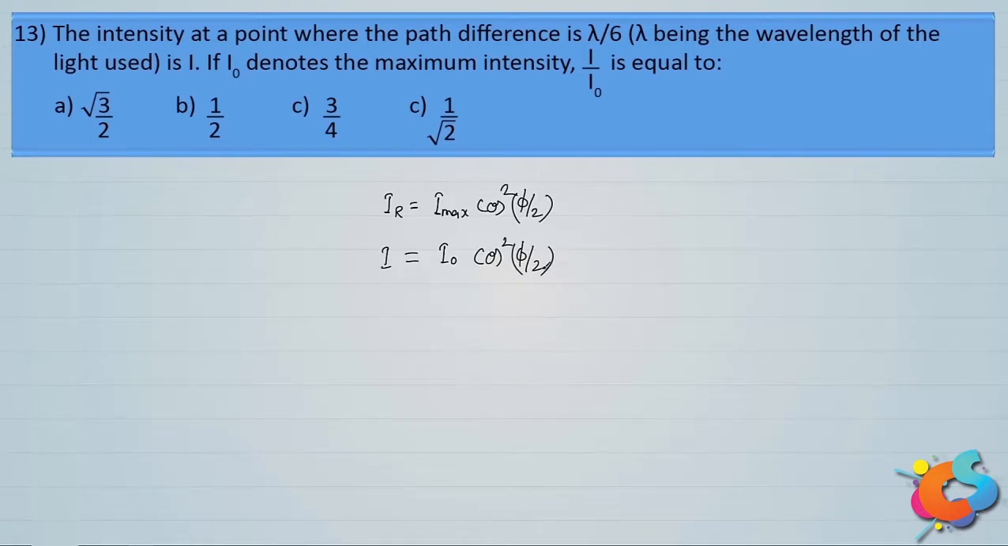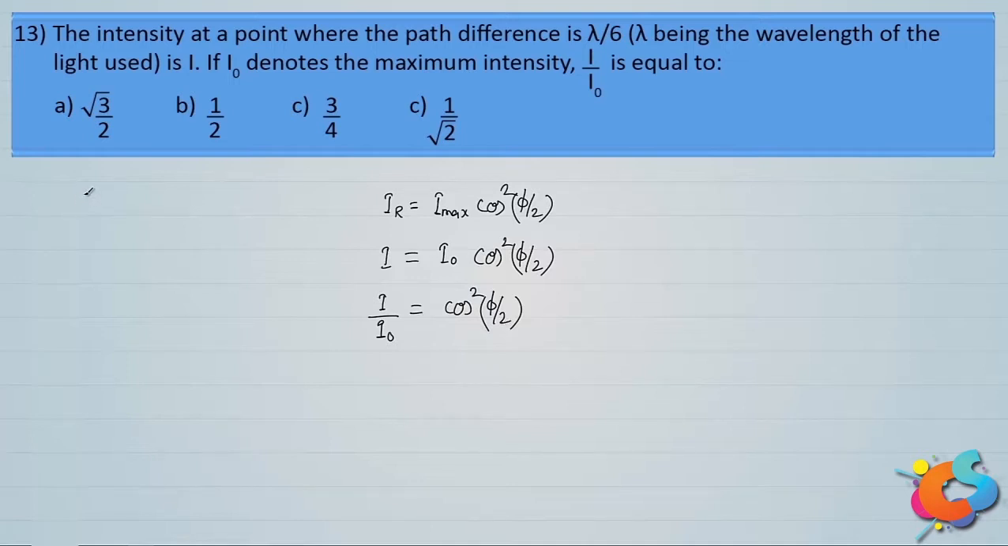Now we are supposed to find out the ratio of I to I naught, that is I by I naught is equal to cos square phi by 2, where phi is the phase difference. Now how do you extract the value of phi? Here the given data says that the path difference between the two individual waves or interfering waves is lambda by 6.